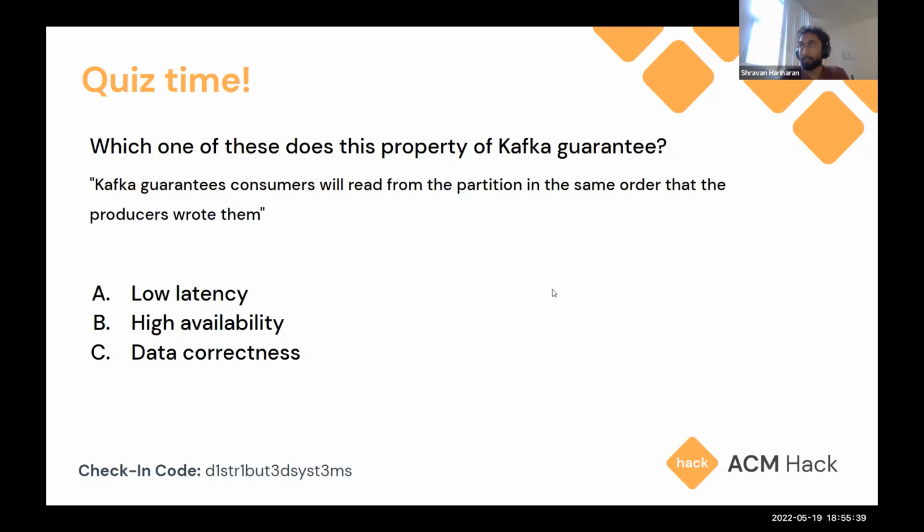Now let's talk about the next property we looked at, which is Kafka guarantees consumers will read from the partition in the same order that producers wrote them. Does this guarantee us low latency, high availability, or data correctness? Feel free to drop your answers in the chat or DM me or speak up. Cool, I'm seeing a lot of C's. Yeah, that's correct. This does guarantee us data correctness.